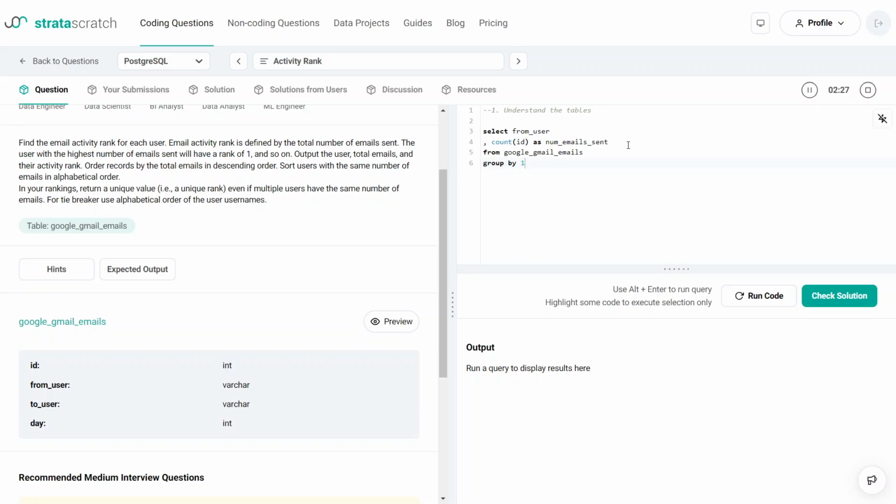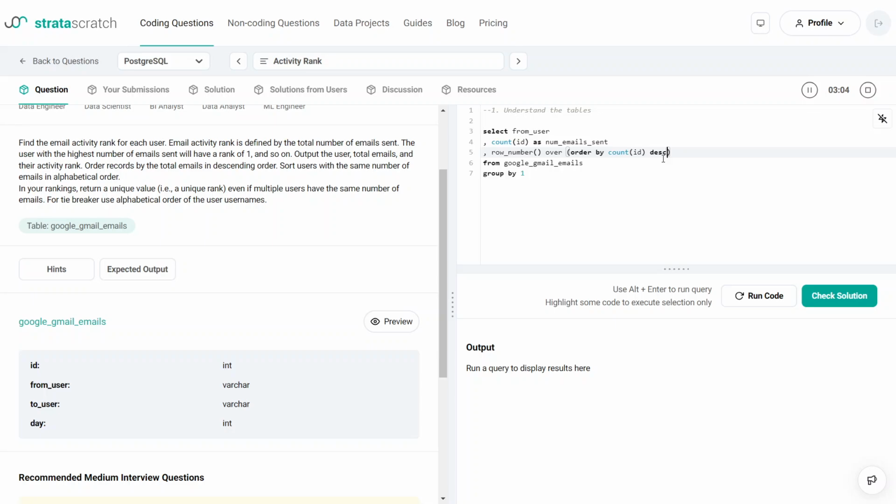So this looks like we'll need to use probably a window function to solve this. Row number over order by num emails sent. Well, actually, I'll do count ID, so it's explicit. We're ordering by the count of emails, and they want the largest number of emails sent to have a rank of 1. So we'll order this by descending, because again, when we count this, the largest number of emails sent should have 1.